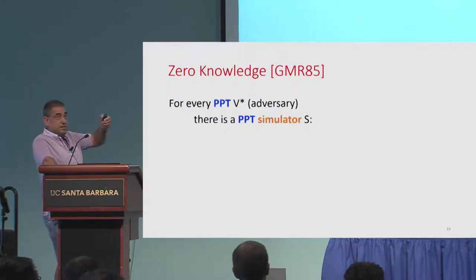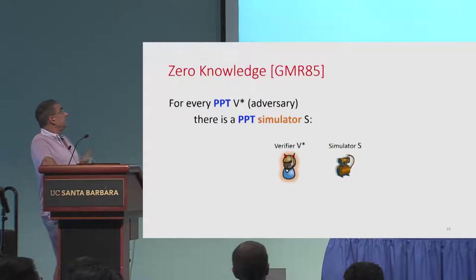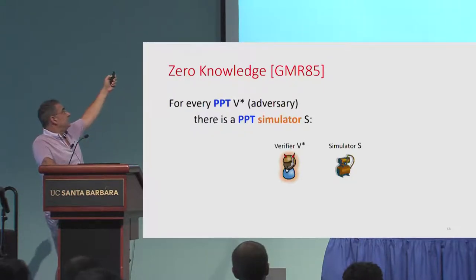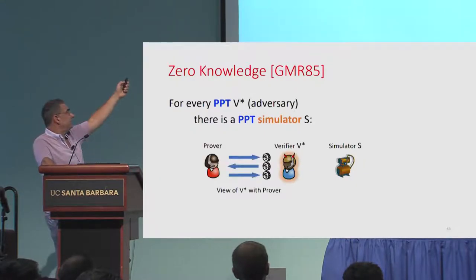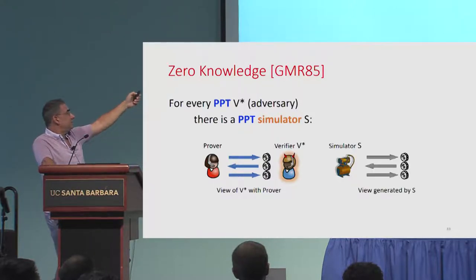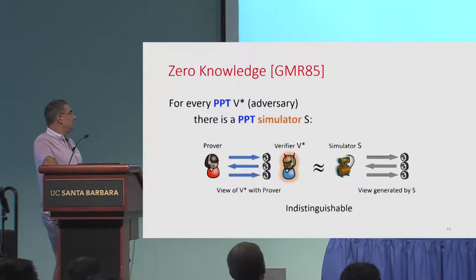So, let's go back to the roots, zero knowledge, GMR, 1995. The notion of zero knowledge there says that for any polytime adversarial verifier, there is a polynomial time simulator such that whatever the verifier learned from the interaction with the prover can be simulated by the simulator by itself, just knowing the input text, without talking to the prover at all, without knowing anything that had to do with the witness. Okay, so this is the basic idea of zero knowledge, I think we all know and love.